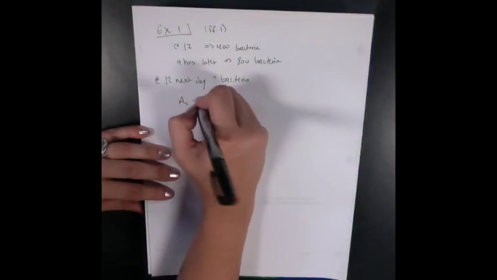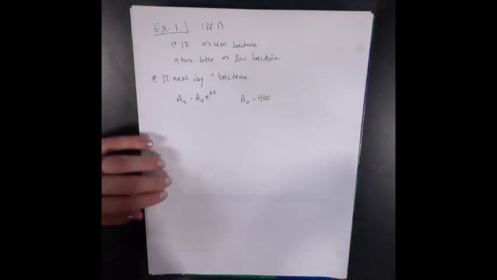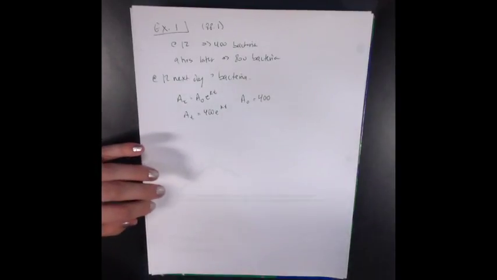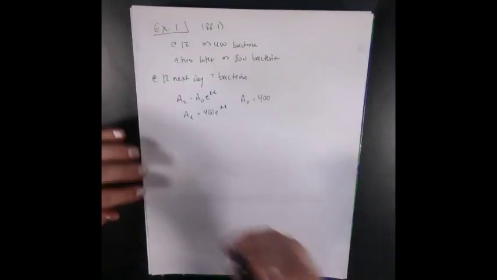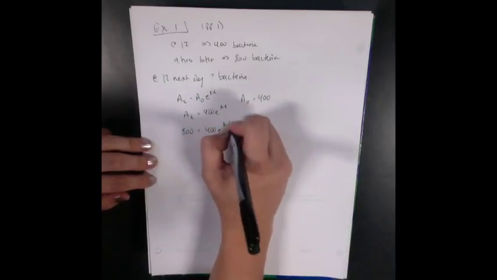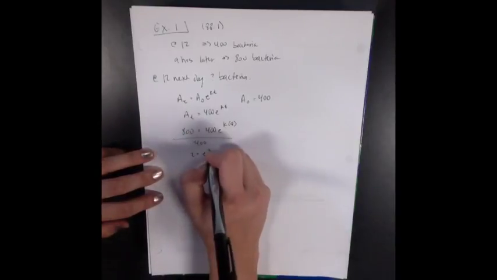Okay, so the first thing we do is our formulas. A sub t is A naught e to the kt. And in this case, we are talking about noon. That's our beginning, which tells me that A naught is 400. So I have A sub t equals 400 e to the kt. Now I'm going to plug in my next value. 9 hours later, I have 800 bacteria. So 800 goes over here, equals 400 e to the k times my time, which is 9. Now, before I take the log, I'm going to divide everything by 400. So I get 2 equals e to the 9k.